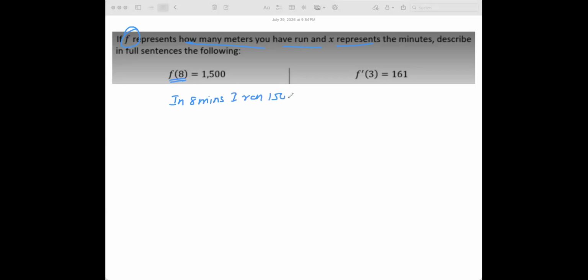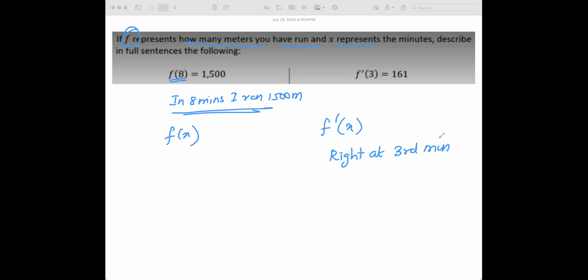I ran 1,500 meters. That's what it means, right? This is just f of x. This is f dash of x. What does it say? F dash of x means that at the third minute you are increasing your speed or something. Right, at my third minute, what happened? Your speed is 161 meters. I am running 161 meters. Make sense?